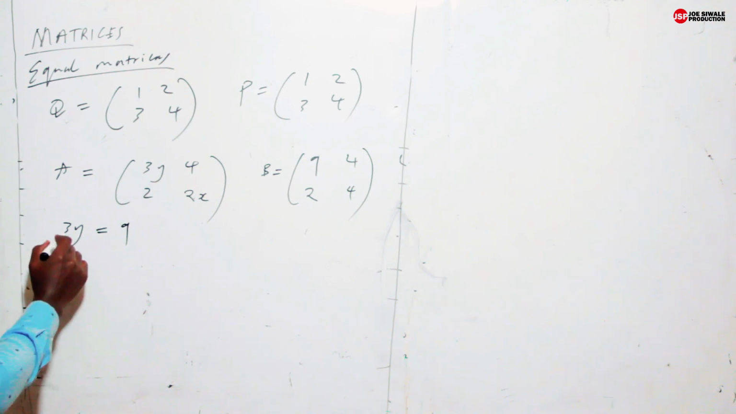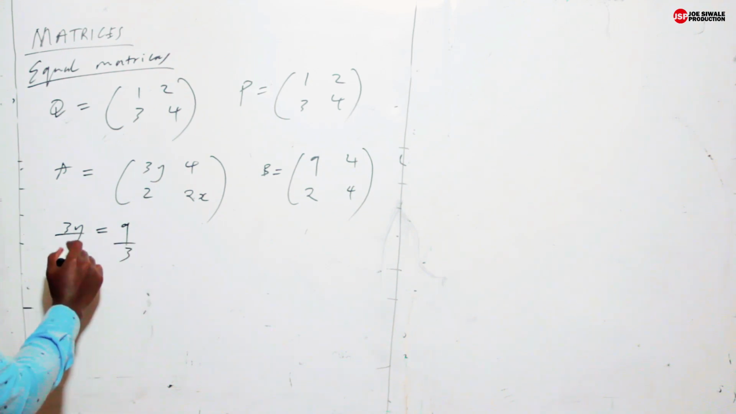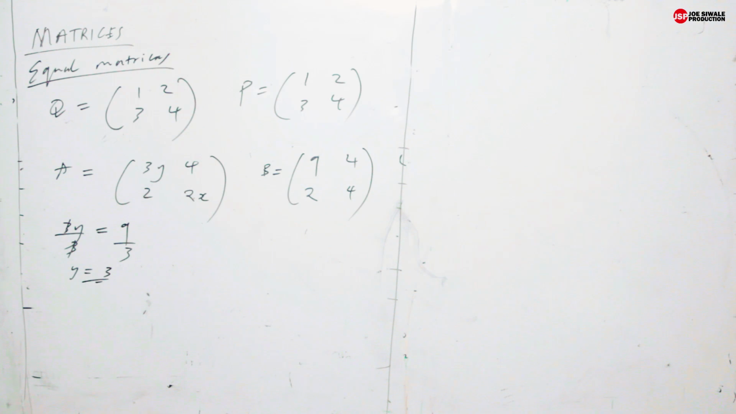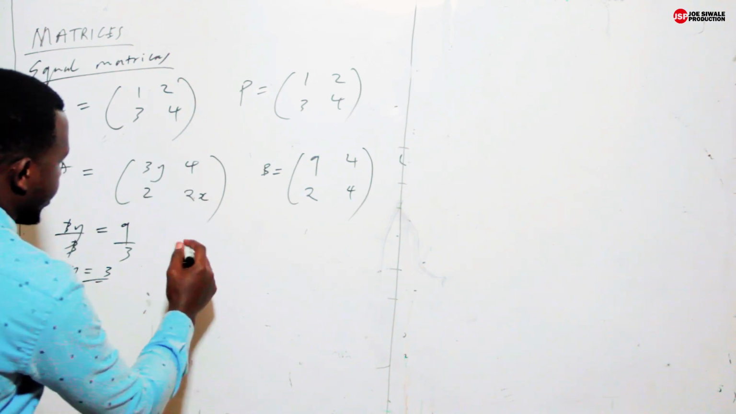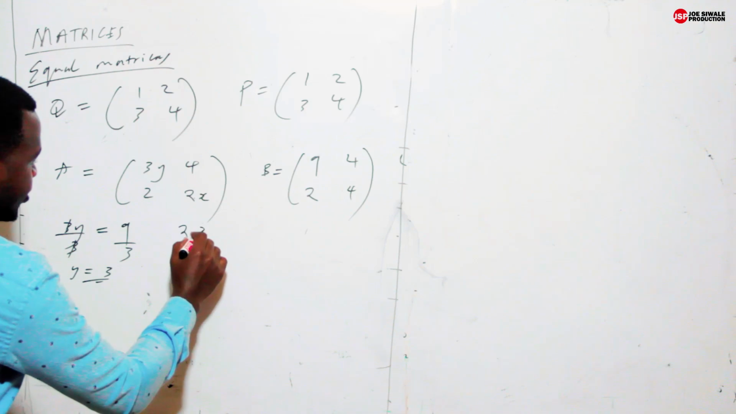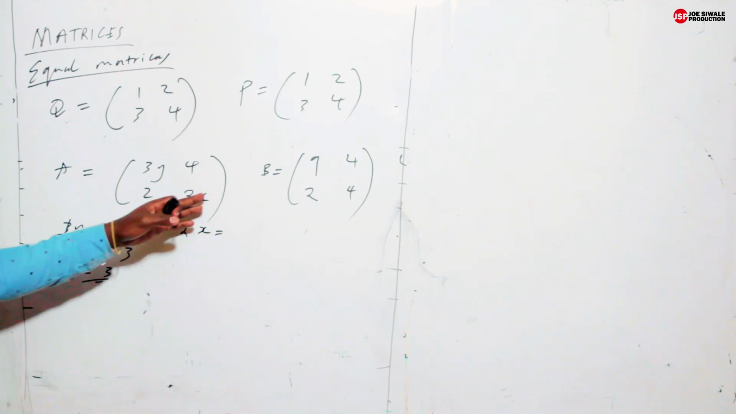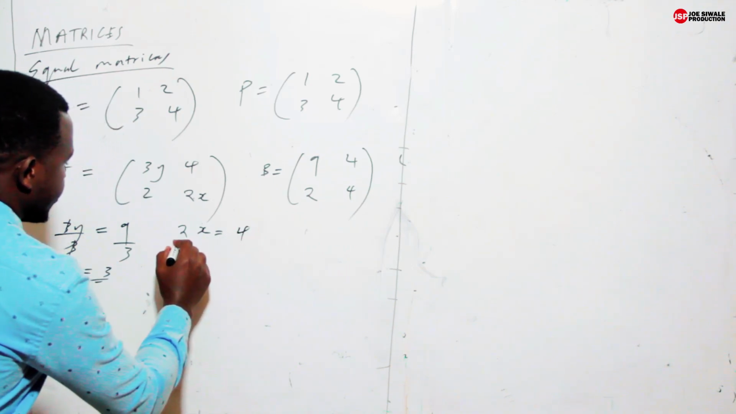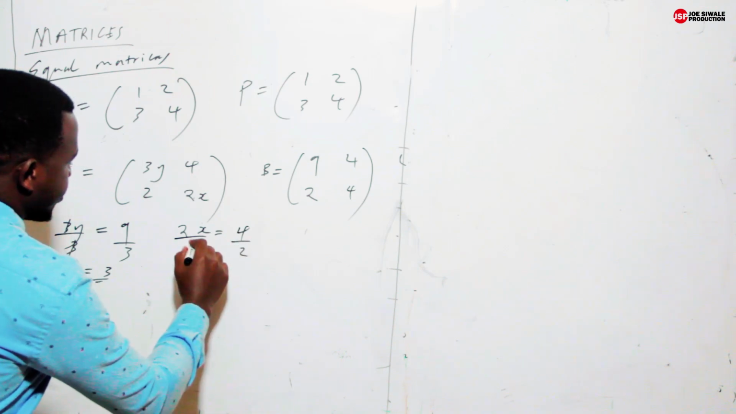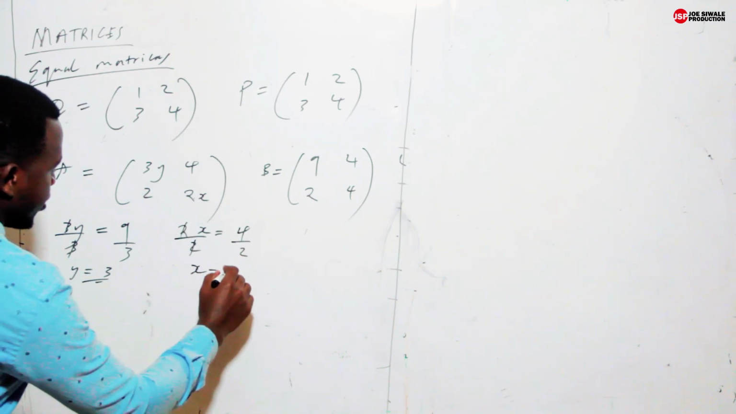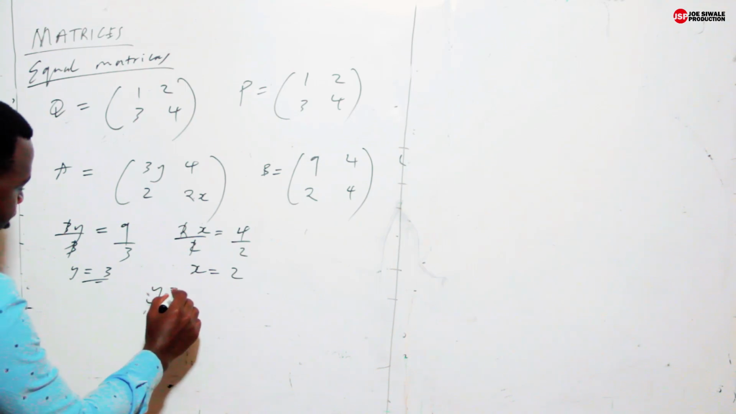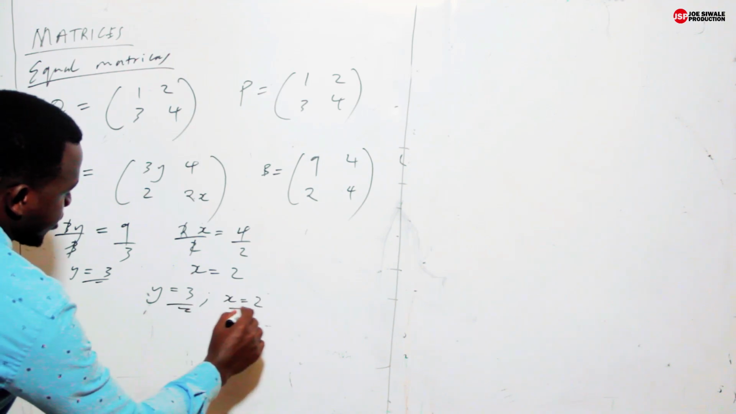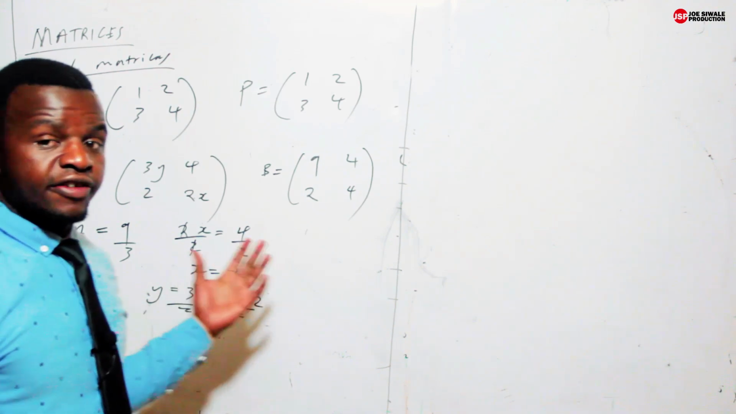To calculate y, we divide by 3 on both sides, so y is equal to 3. That's our answer. Then for 2x, it corresponds to 4, so 2x is equal to 4. We divide by 2 on both sides, so x is equal to 2. So we can say y is equal to 3 and x is equal to 2. That's how you can calculate those variables.